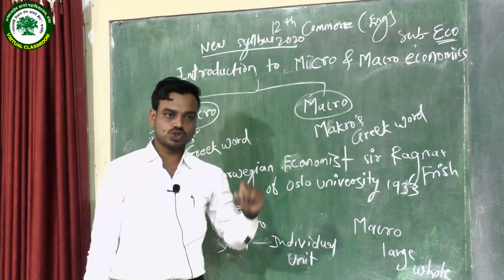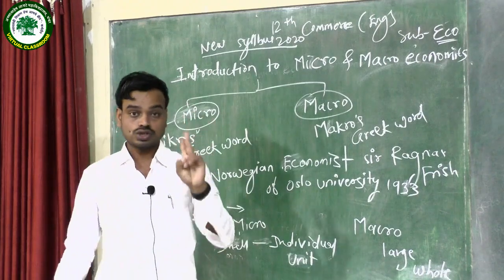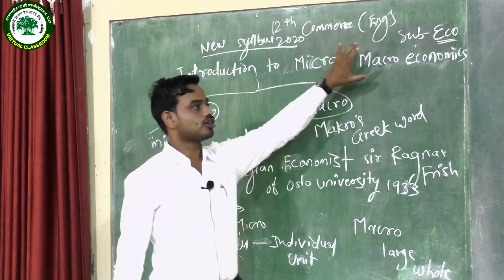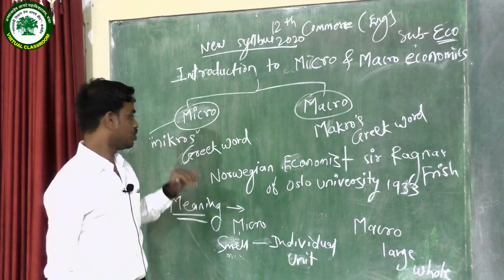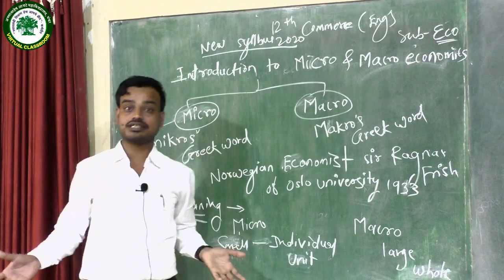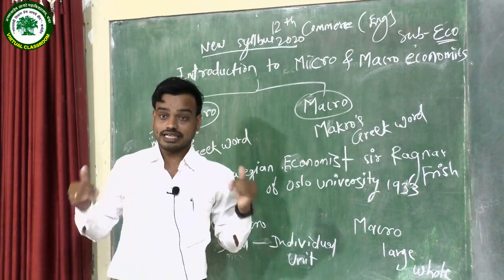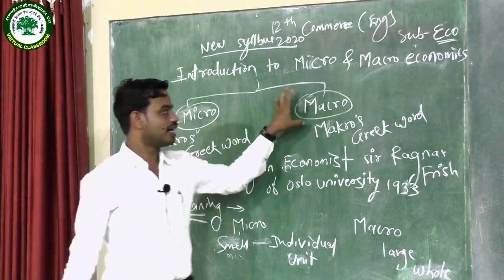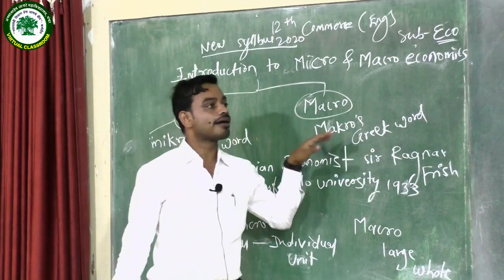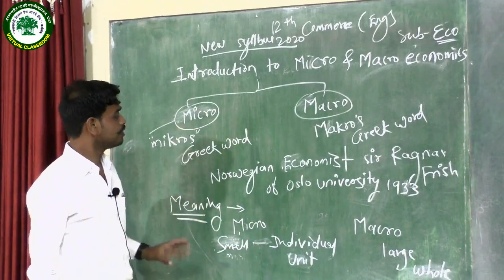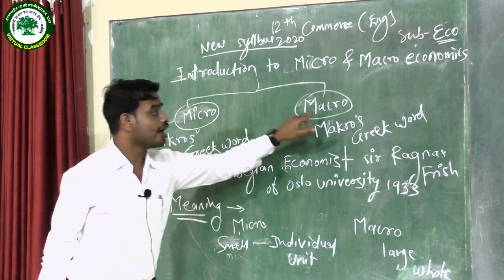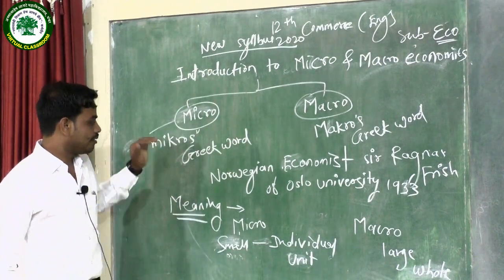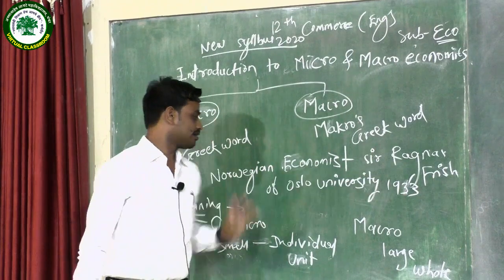In the introduction you should remember two things. First one is micro and macro. Micro means small and macro means large. Thereafter we know where these terms were derived from. The word micro is derived from the Greek word micros, and the word macro is derived from the Greek word macros. Before that, these terms were coined into the society by Sir Ragnar Frisch.